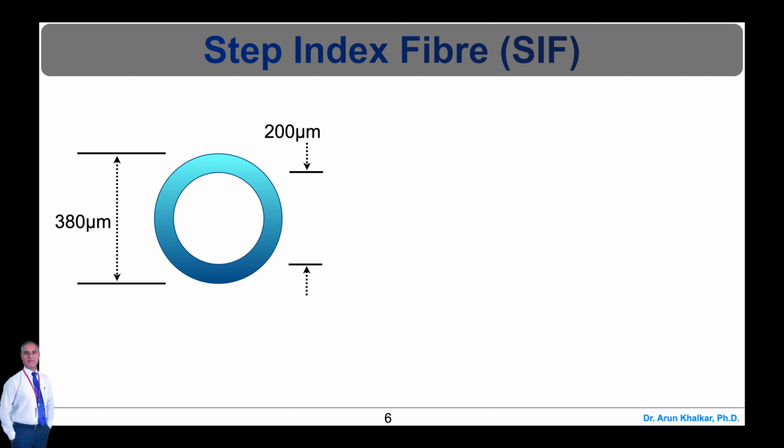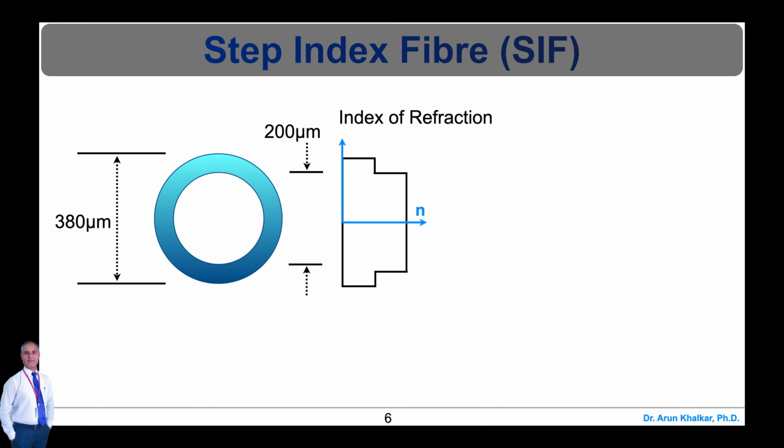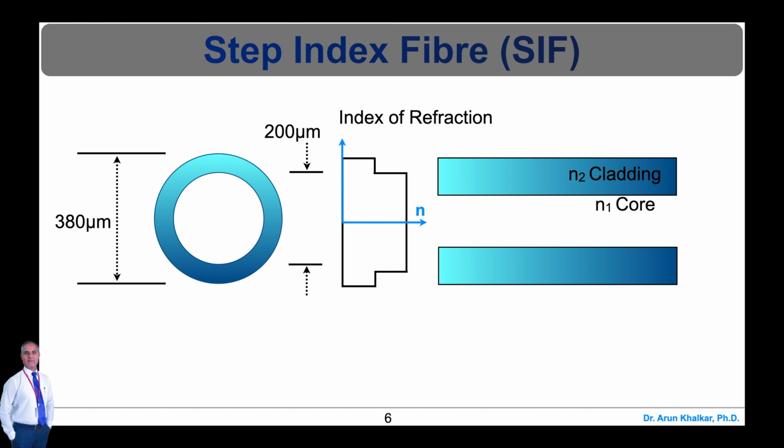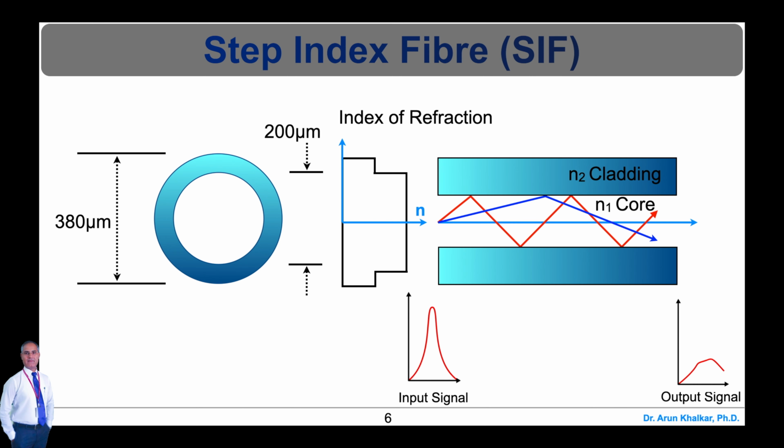As shown in this diagram, the diameter is around 200 micrometer for the core, whereas 380 micrometer for the cable. This is the index of refraction, and this is the propagation of the light rays in the optic fiber. This is the input signal and this is the output signal, where an abrupt change is observed.